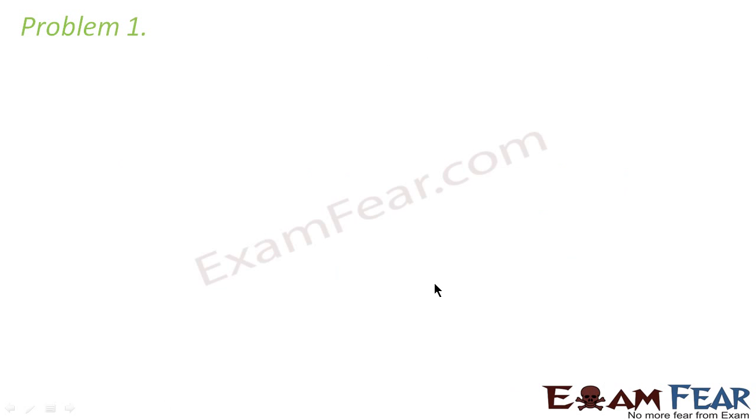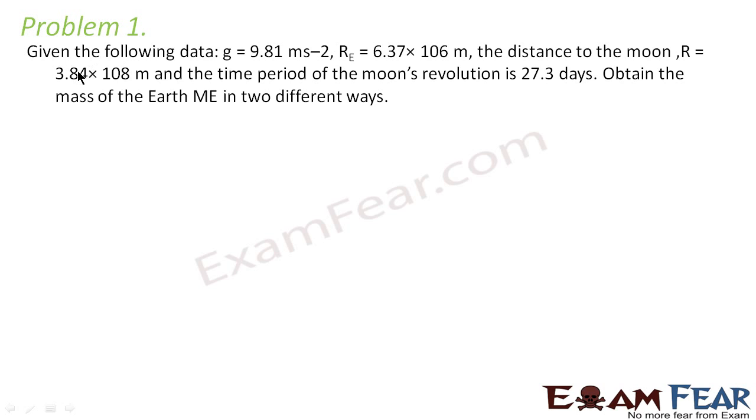Let us have a look at problem 1. The problem says, given the following data, g is equal to 9.81 meter per second square. Radius of the earth is equal to 6.37 into 10 to the power 6 meters. The distance to the moon, r, is equal to 3.84 into 10 to the power 8 meters. And the time period of the moon's revolution is 27.3 days. Obtain the mass of the earth, M_e, in two different ways. This e is a subscript.